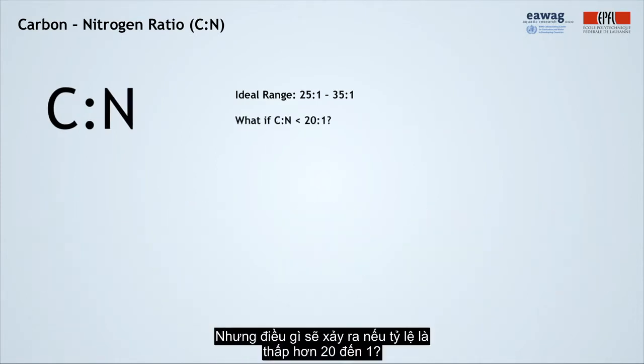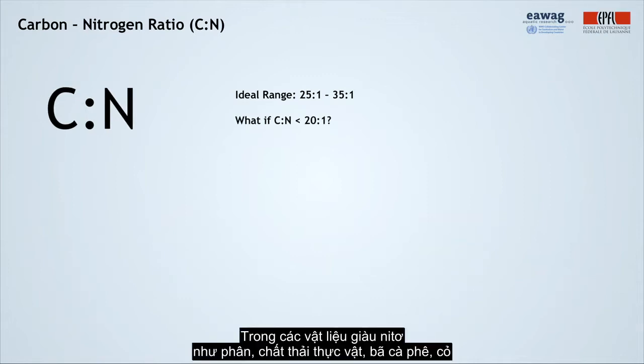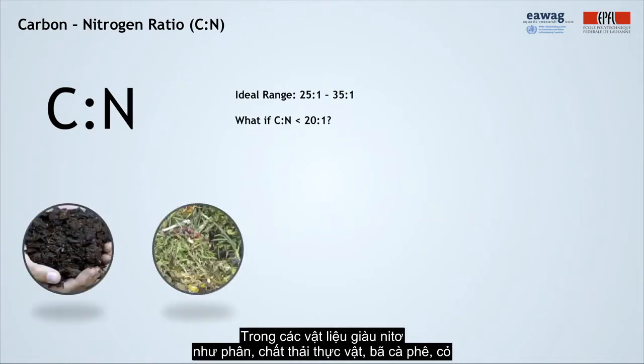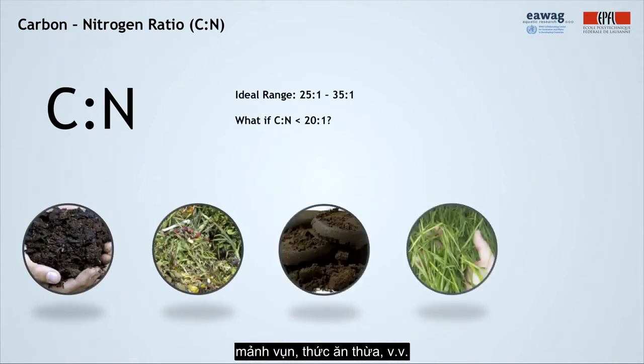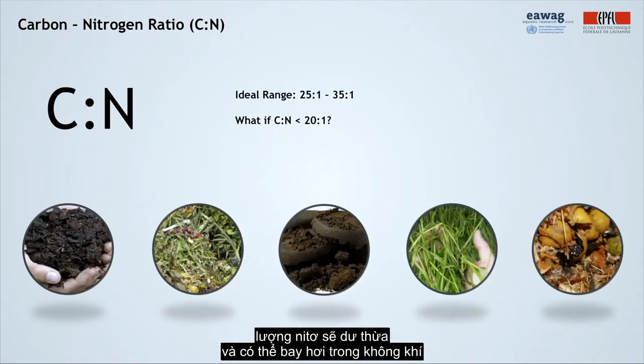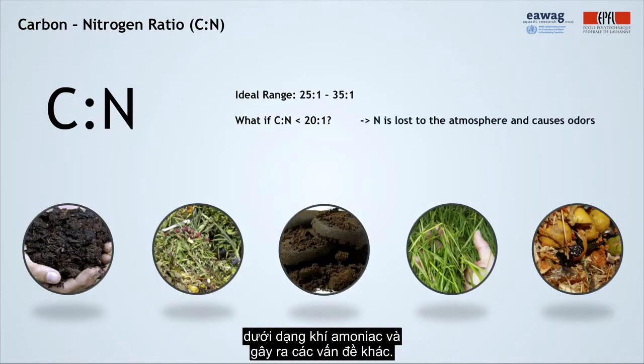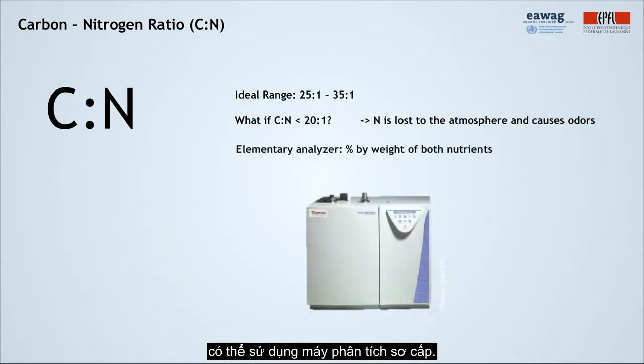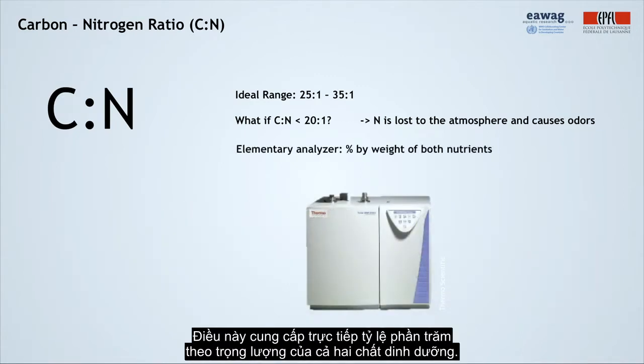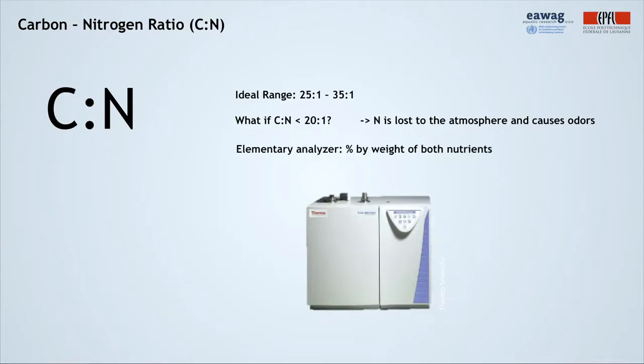But what happens if the ratio is lower than 20:1 instead? In nitrogen-rich materials such as manures, vegetable wastes, coffee grounds, grass clippings, food waste, etc., there is a surplus of nitrogen and it can be lost to the atmosphere as ammonia gas and cause other problems. In order to determine the amount of these two nutrients, when available, an elemental analyzer can be used. This gives directly the percentage by weight of both nutrients.